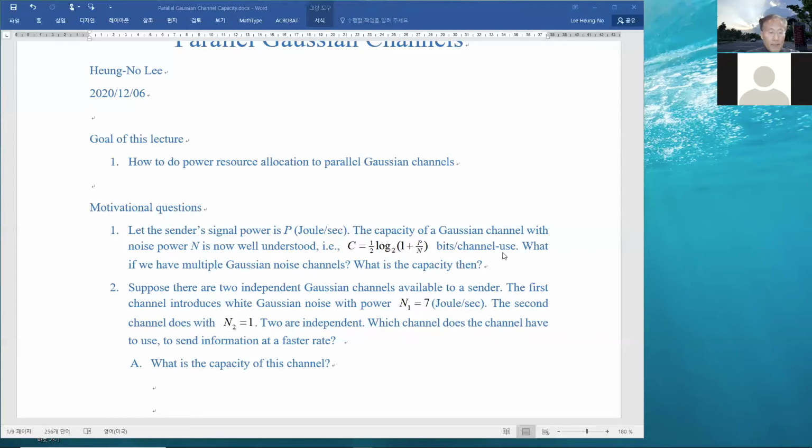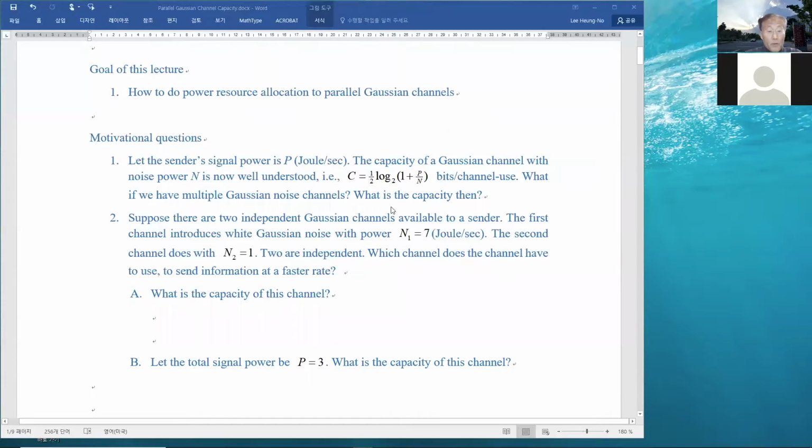Given this, what is the channel capacity if we have multiple Gaussian noise channels? In such a case, how are you going to allocate the power? And what is the capacity in that case? In order to talk about multiple channels, we can start by thinking about the capacity for two parallel channels. There are two independent Gaussian channels available. Let's suppose the first channel introduces white Gaussian noise with the power N1 equal to 7. The second channel has N2 equals 1.